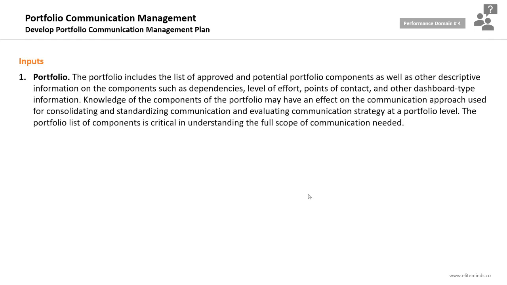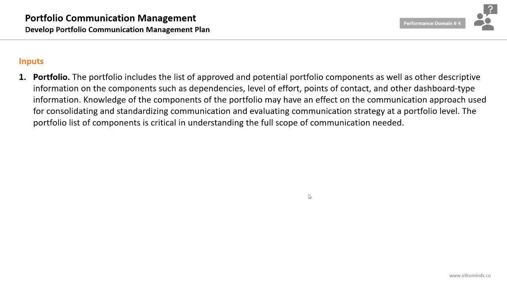The 5 inputs we will need, starting with the portfolio, as it includes the list of approved and potential portfolio components, as well as other descriptive information on the components such as dependencies, level of effort, points of contact, and other dashboard type information. Information about the portfolio component itself can be found in the portfolio, and it will affect the way you are going to plan the portfolio communication.